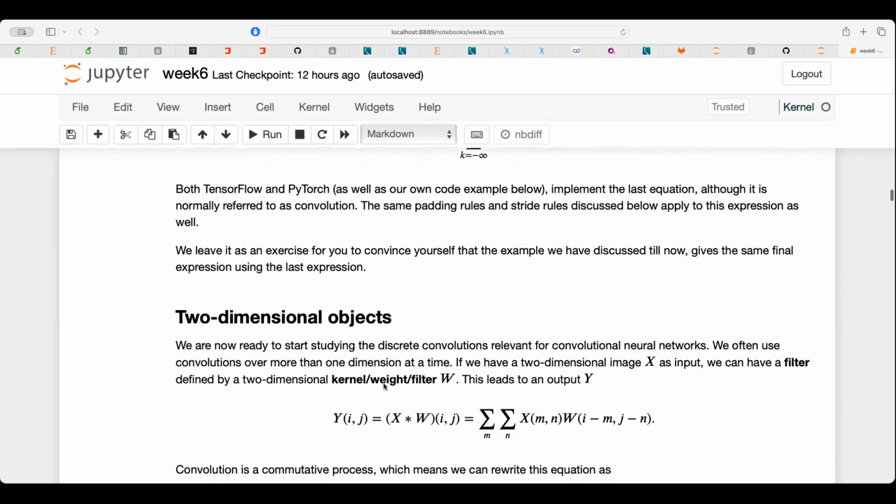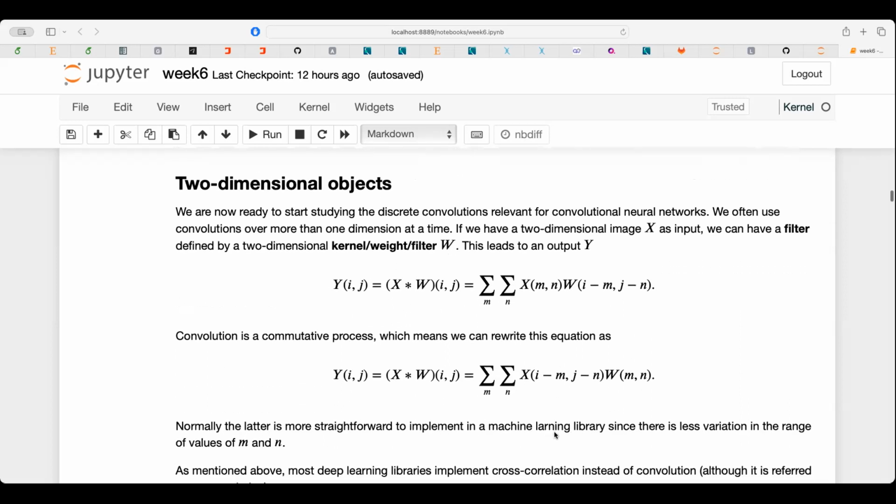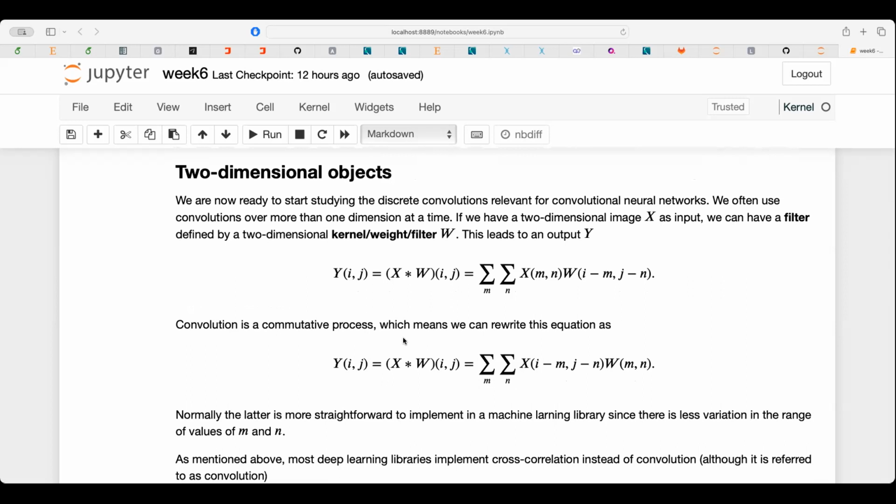If you're doing two-dimensional objects, you typically have, again, this kernel or weight or filter, whatever you want to call it. And this is the standard expression where we simply now take the one-dimensional case. So everything you've seen in one dimension is something you can translate easily to two dimensions. So you will simply have this expression, and since it's a commutative process, you would typically rewrite it like this one, because that's more straightforward to implement.